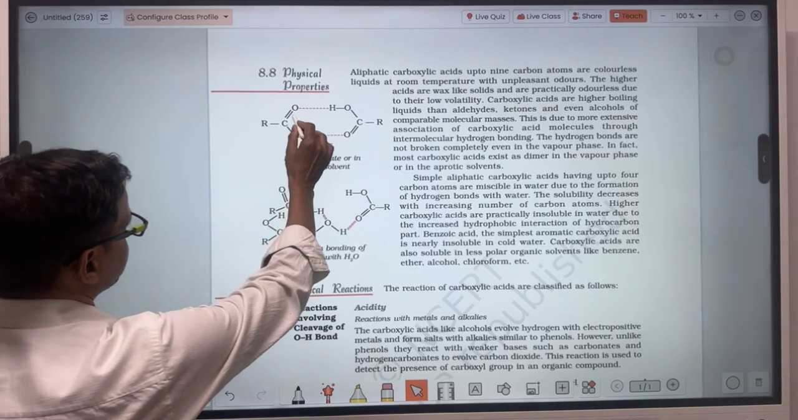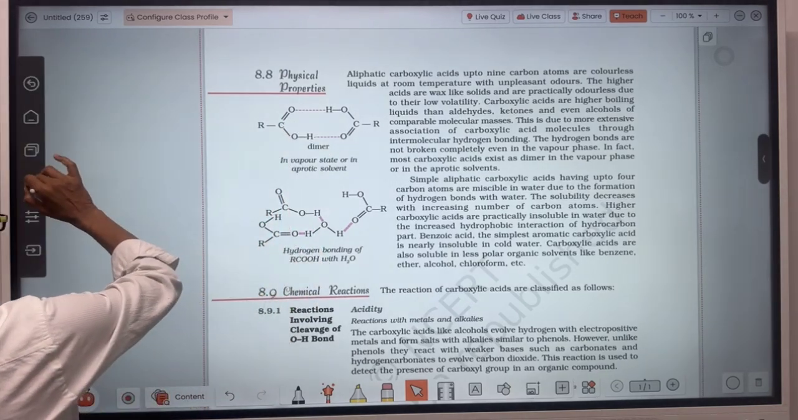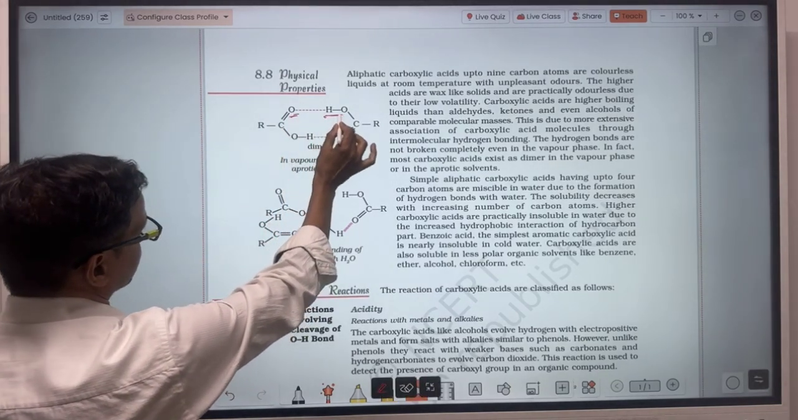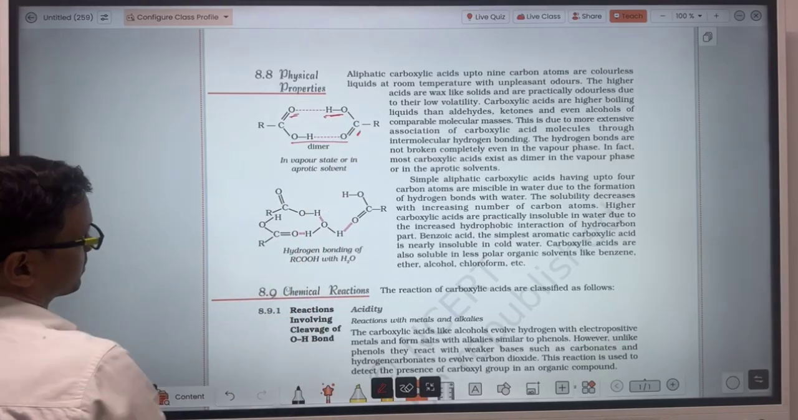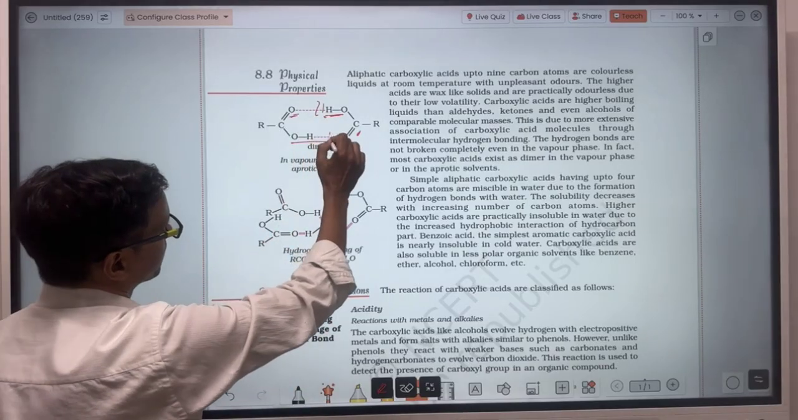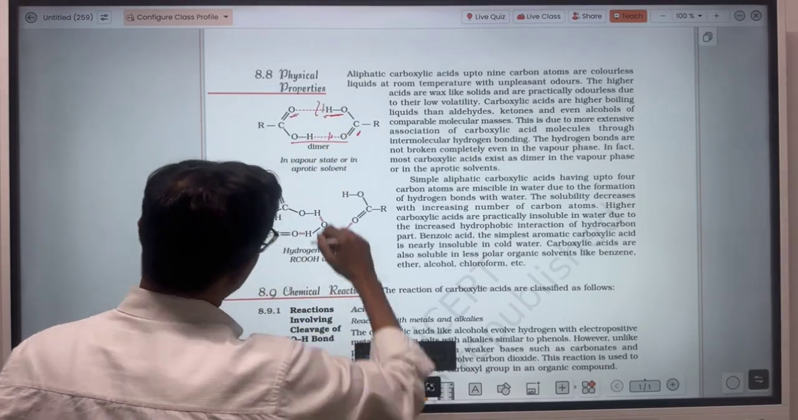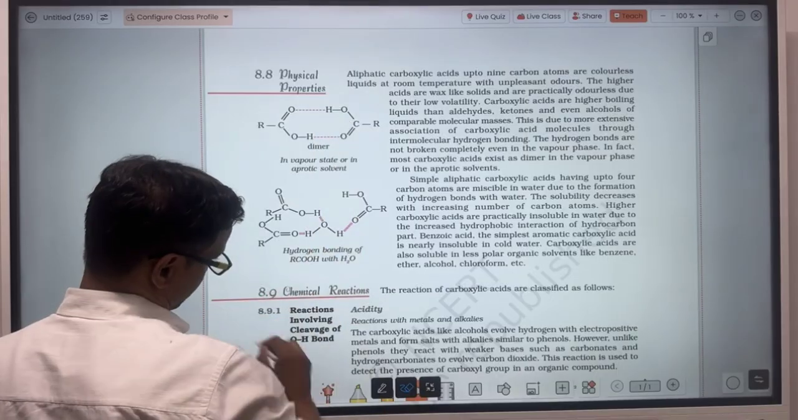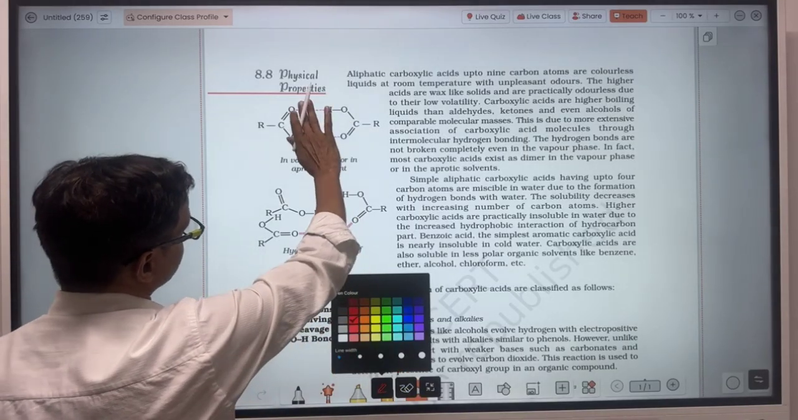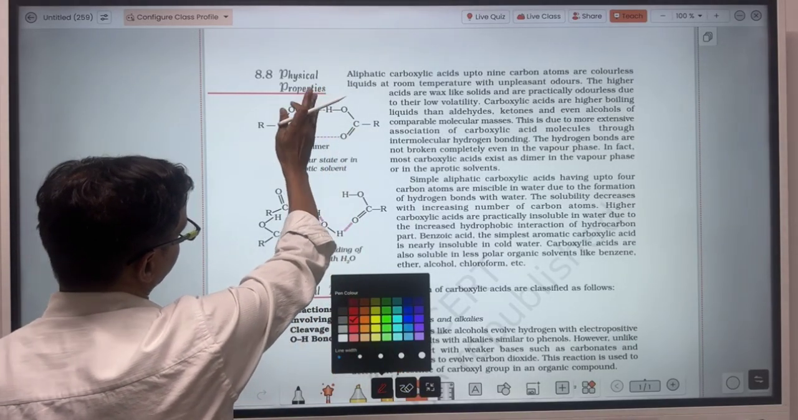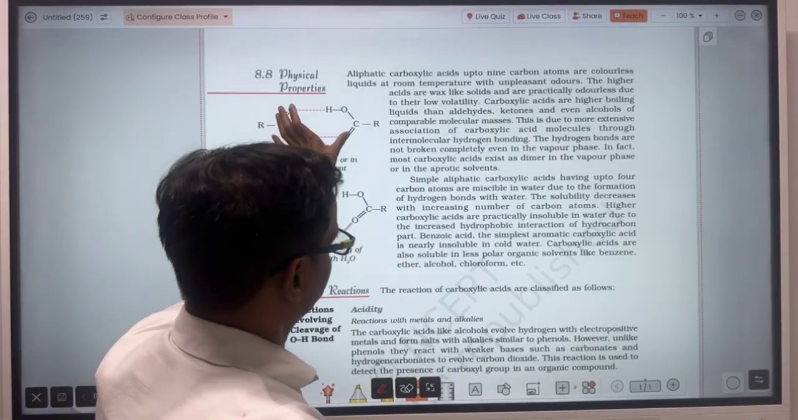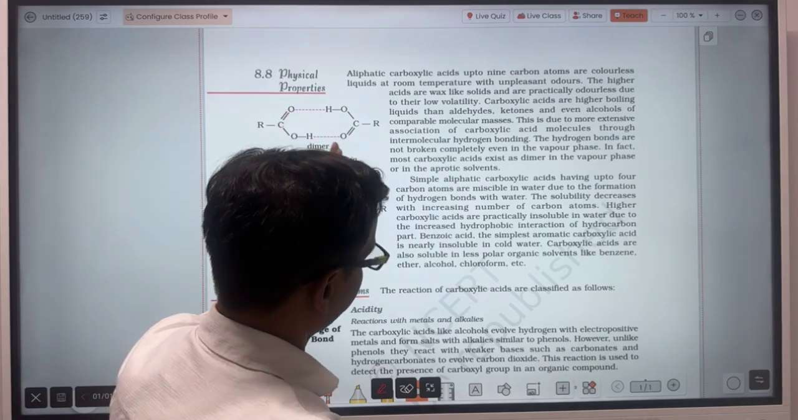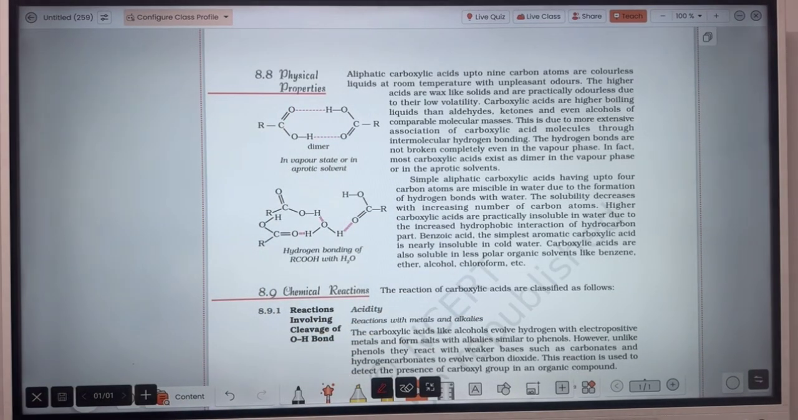So the oxygen of this acyl carbon atom is bonded to this OH part, and the oxygen of this one is bonded with this OH part. This hydrogen bonding, as you already know, is the strongest intermolecular bonding. So it will be very difficult to separate this molecule from this molecule, and as a result, both molecules will combine together and act as a single particle.